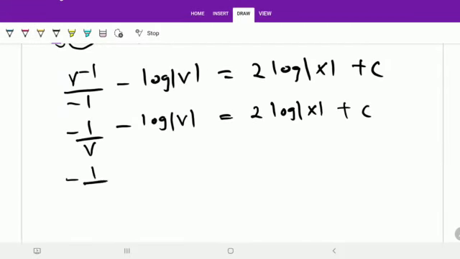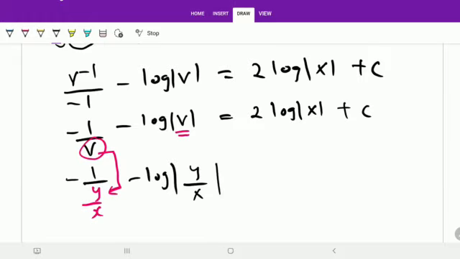I just substitute the value of y again. The value of y will be y by x. The value of v here I substituted, and the log also, so this will be y upon x. This is 2 times log x plus c.